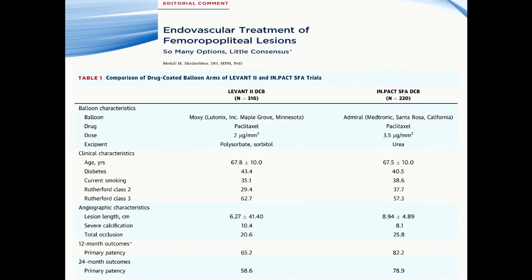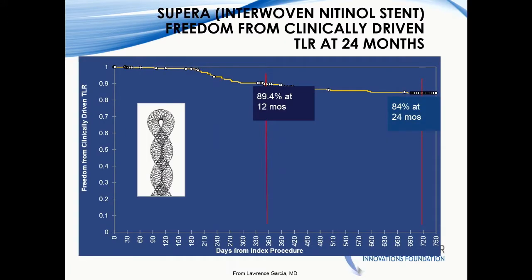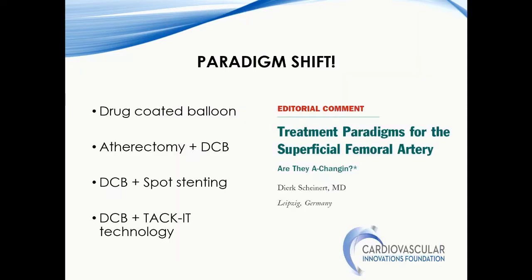We have 3-year data, and we have patency in the range of 80%. So we have excellent data with DCB, excellent data with drug-eluting stent, and we have Supera that now has 3-year data. But the paradigm shift of putting no metal behind and using drug-coated balloon, while interesting, has also opened a slew of other options. So you can do DCB alone.